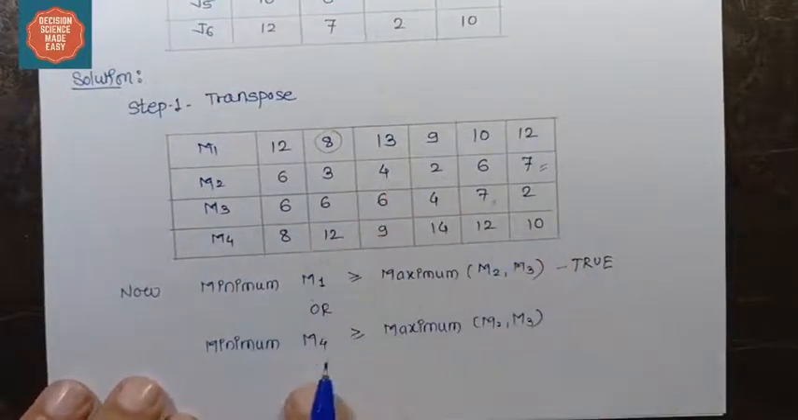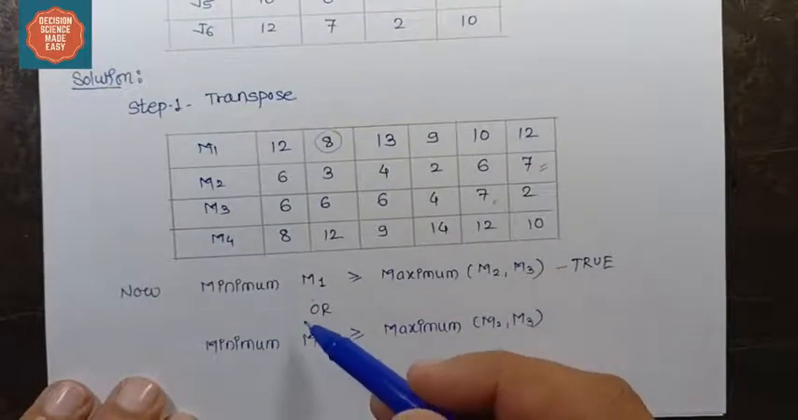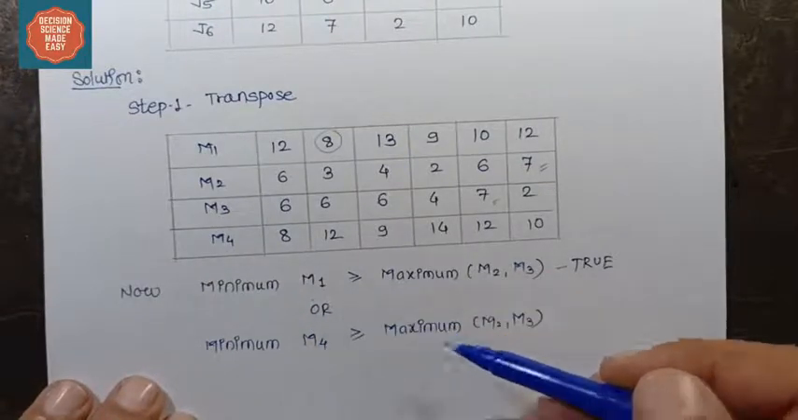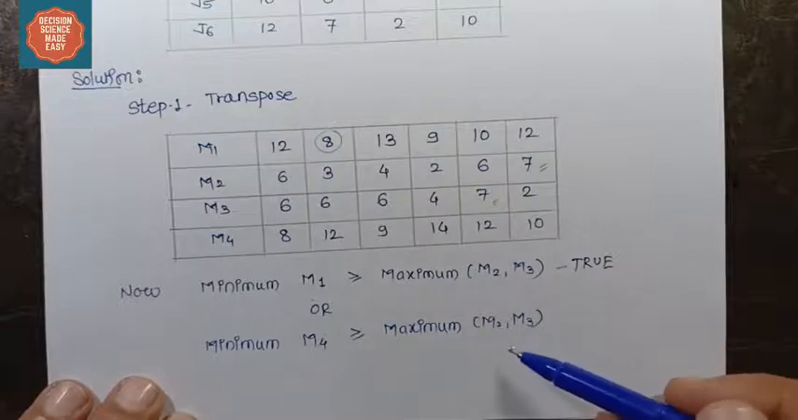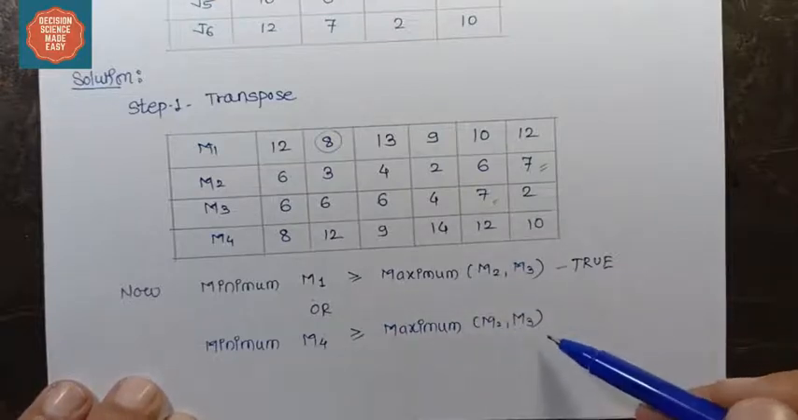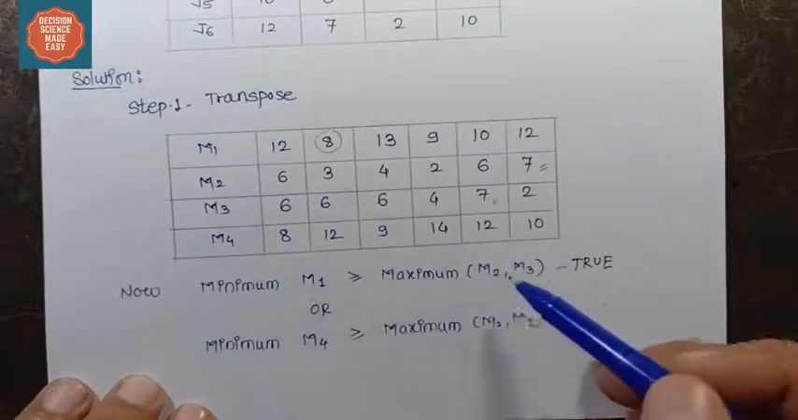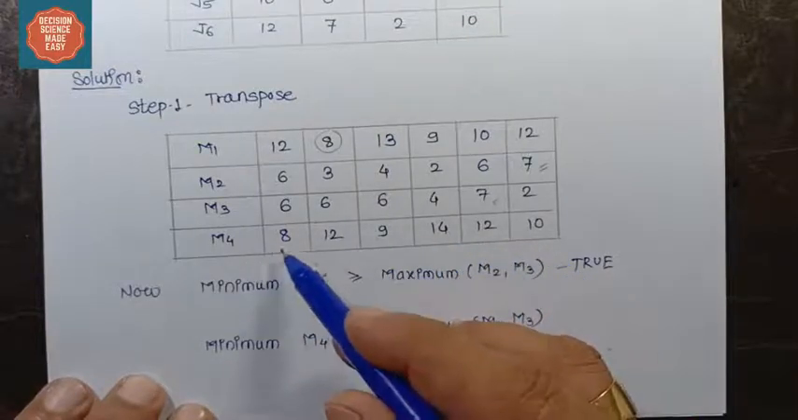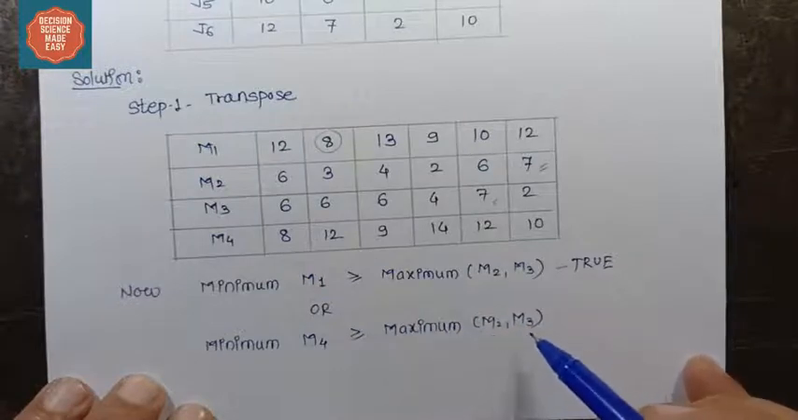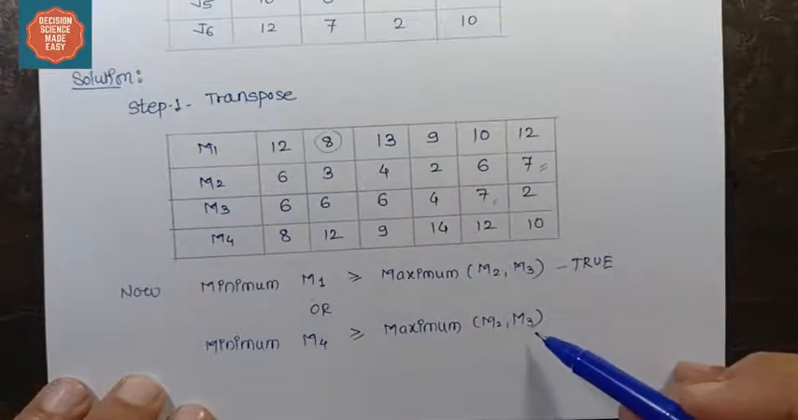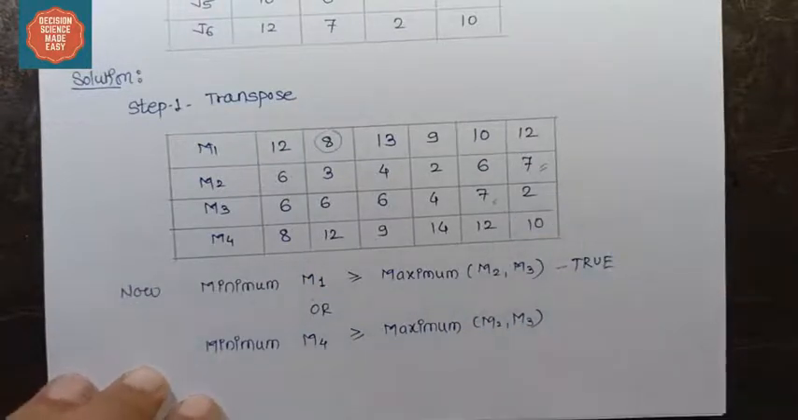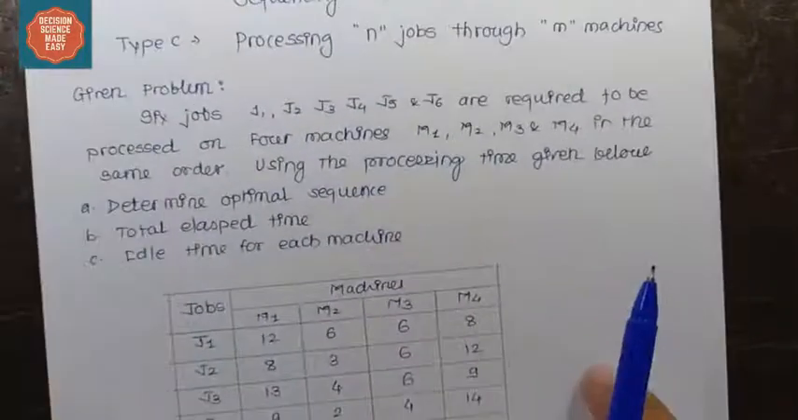Just for the sake of understanding, we also have these options. We have two conditions to be checked. If this is false, we can also go for the other. For your understanding, I'll check this condition also. The minimum of M4 is nothing but 8, and it is greater than or equal to the maximum of M2, which is 7, and M3, which is 7. So this is also true. So both the conditions are true.